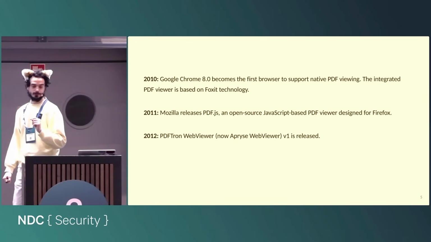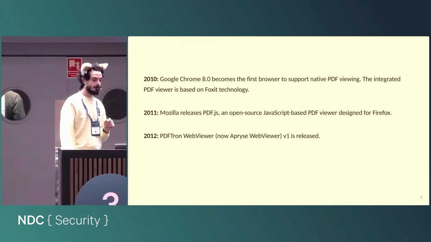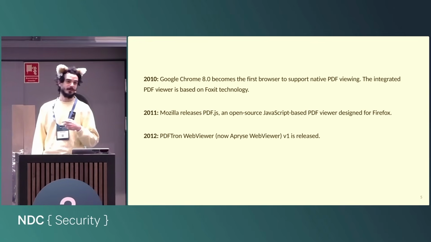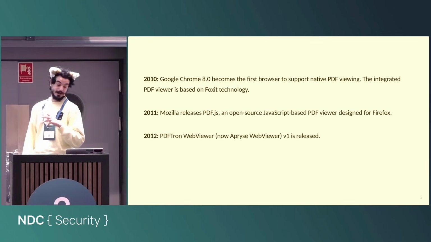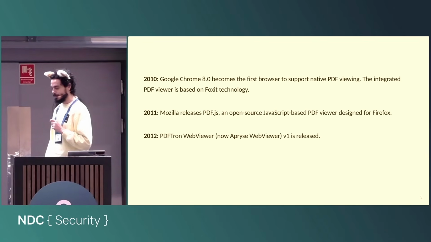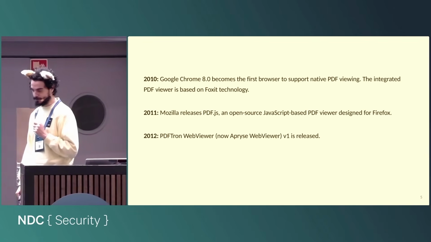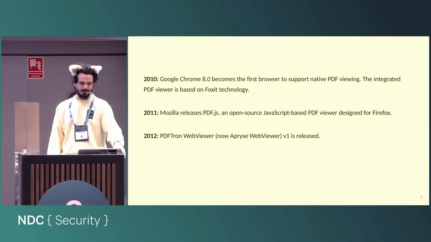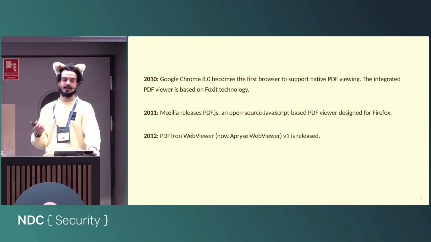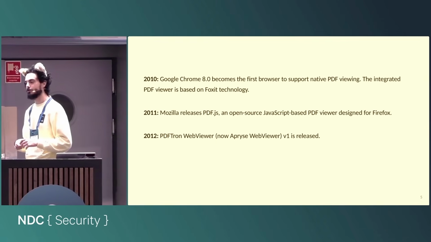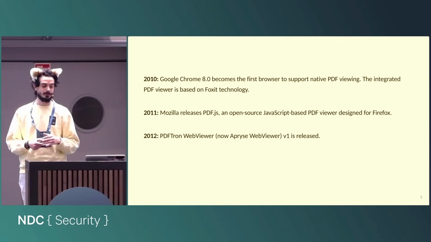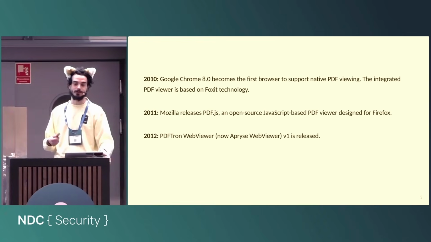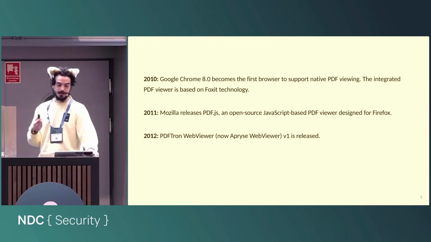In 2012, PDFTron WebViewer was released. PDFTron, now rebranded as Apryse, is one of the biggest proprietary companies that provide SDKs to manipulate and process PDF. It is not so present in the B2C market, but it is quite popular in the B2B market, especially because they provide SDKs for different environments to manipulate and process PDF.